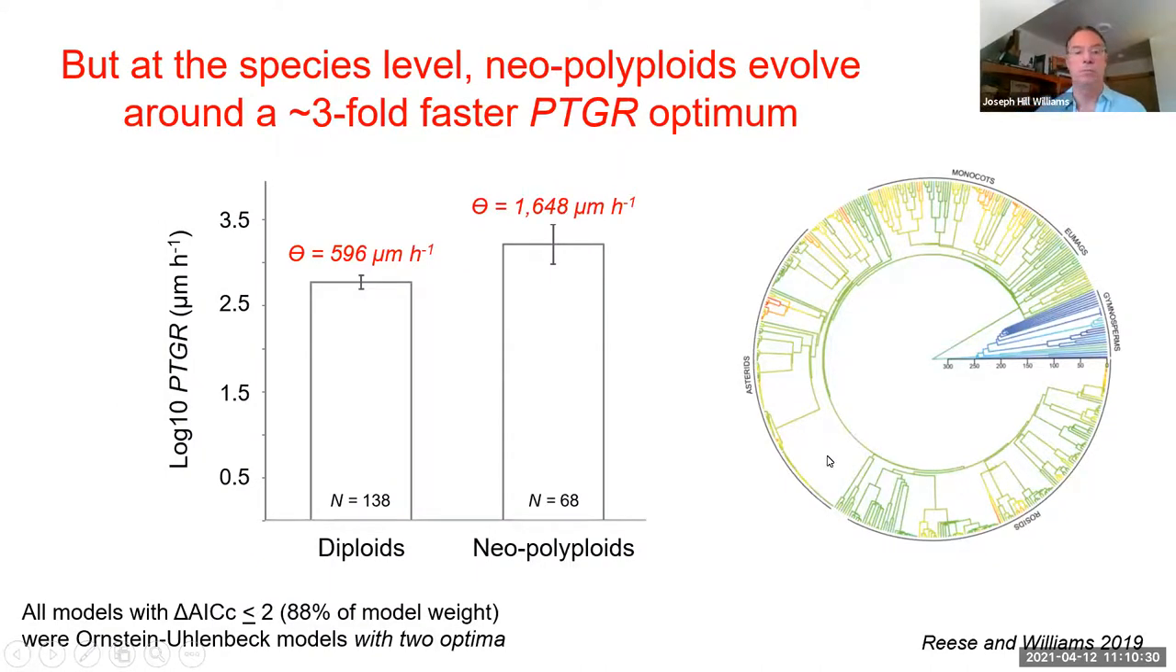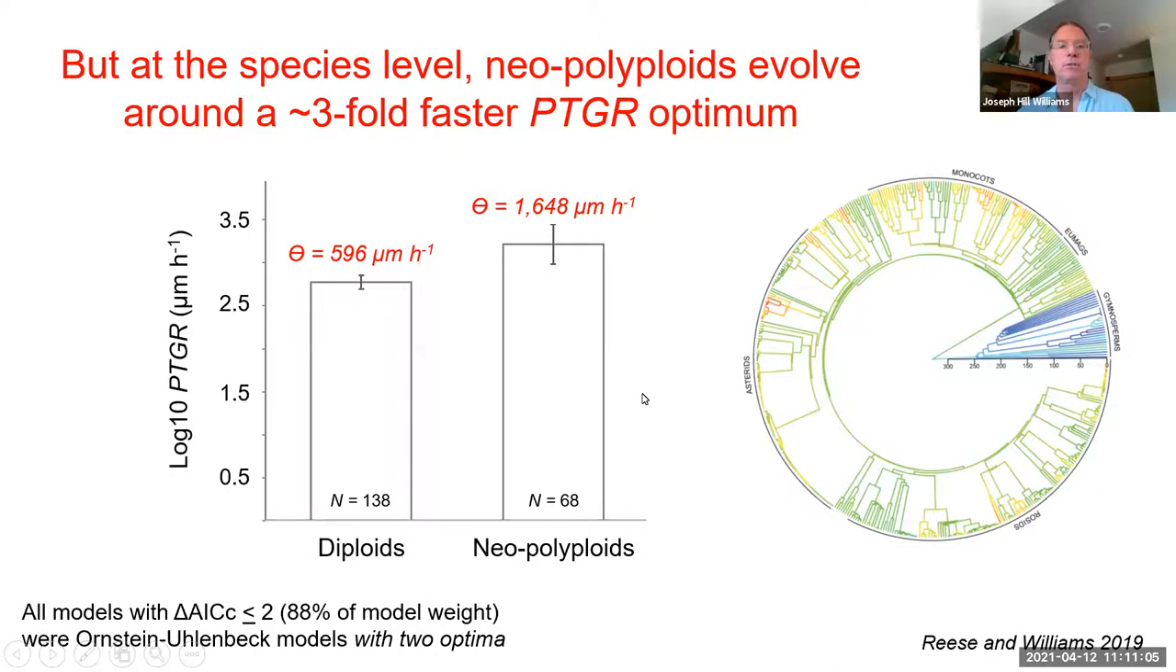If you map those polyploids that are above the base genus number definition of polyploidy, we mapped as many as we could onto this phylogeny. And there were about a third as many neopolyploids as diploids, which is about what you see in nature anyway. And the polyploids seem to be evolving around a much higher optimum pollen tube growth rate than the diploids. In fact, threefold faster, if you want to quantify that.